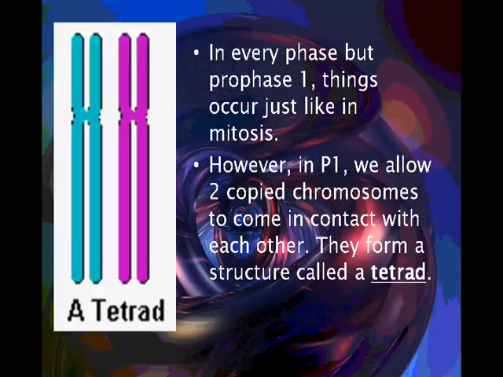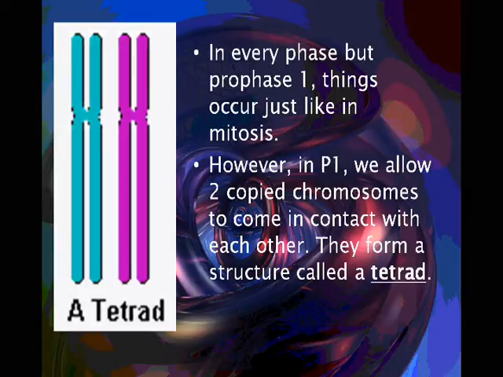The difference is that in prophase 1 of meiosis, the copied chromosomes come into contact with each other, and they form a structure called a tetrad. These are homologous chromosomes. That means that they code for similar genetic information. For example, maybe they both code for hair color.